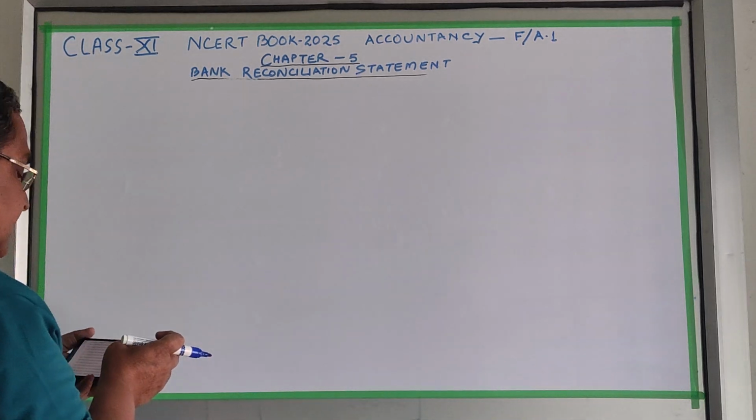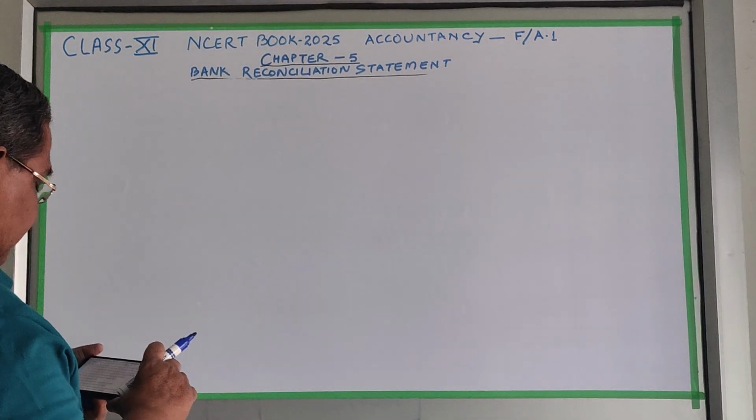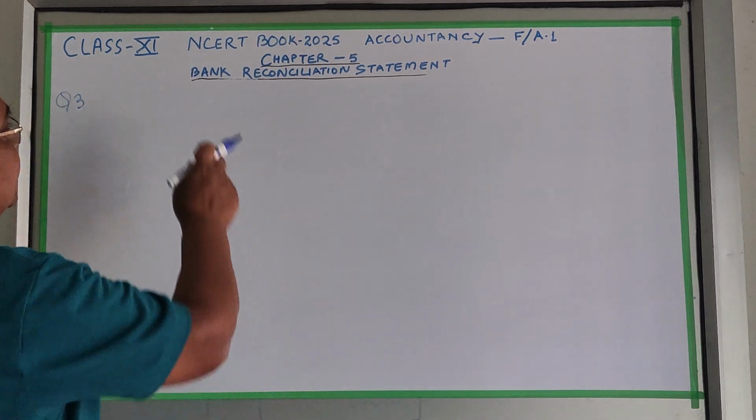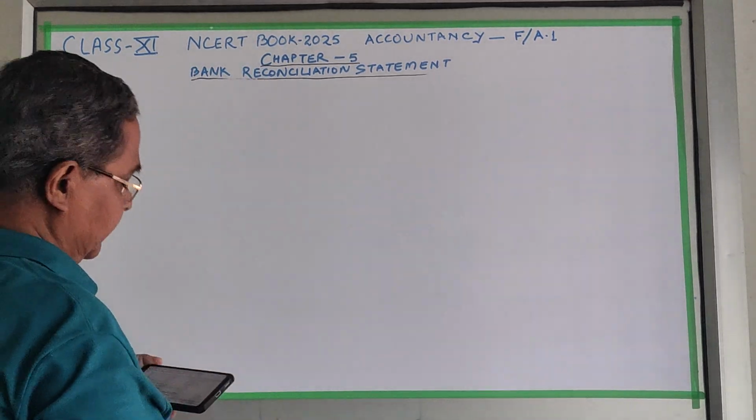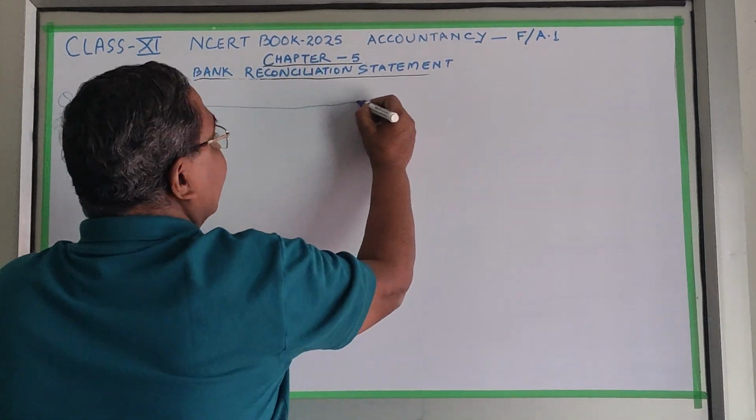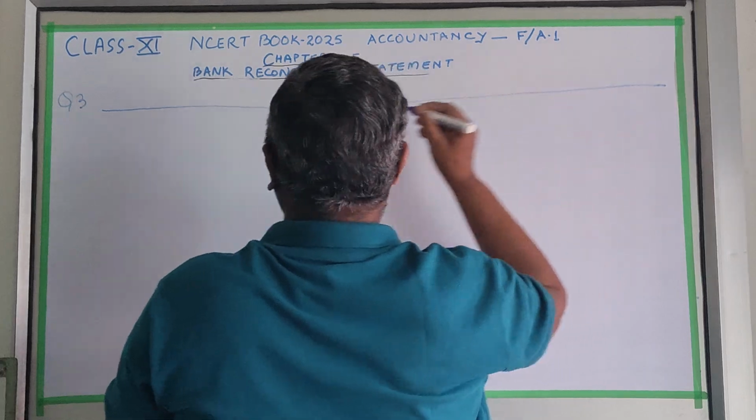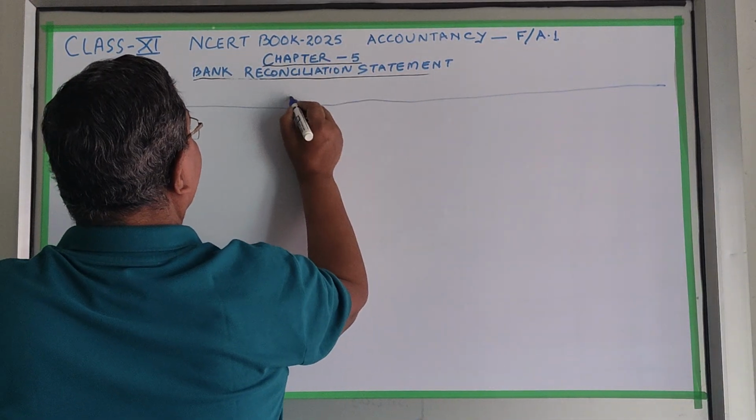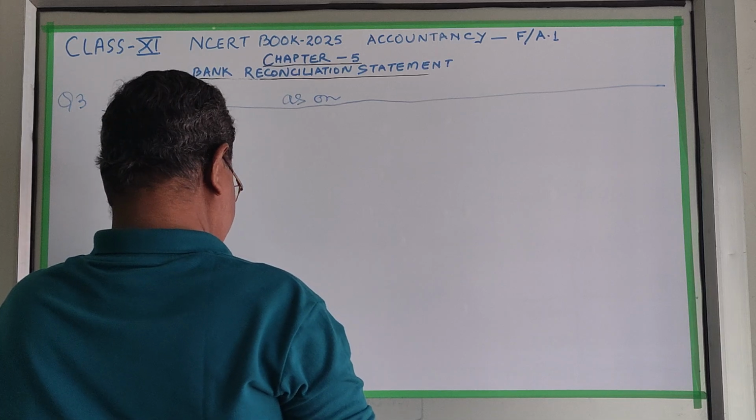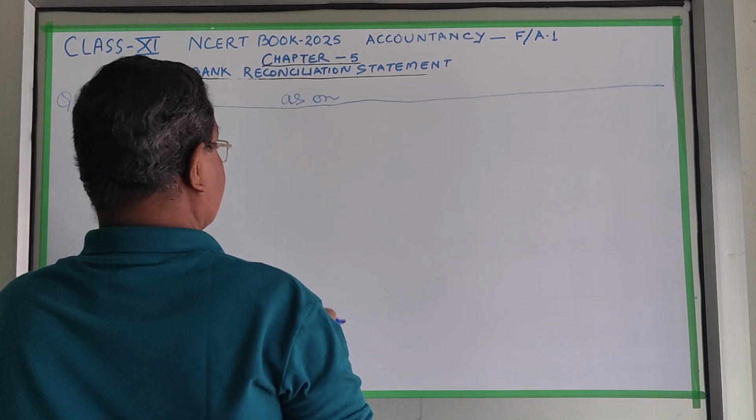Bank reconciliation statement. We are continuing with question number 3. Question number 3 of the NCERT book 2025, chapter 5. So we'll draw the lines first. Here, bank reconciliation statement as on. It is important to write the date. In the question it is not given.